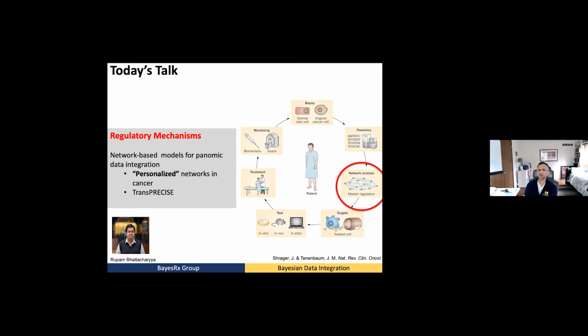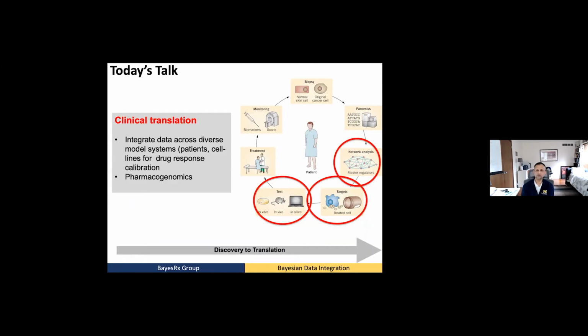It was how to use network models and this concept of personalized networks in cancer. What does it mean, and how do we develop those? So basically covering the whole discovery to translation cycle, and also looking at how do we calibrate drug responses, integrating data across patient cell lines and human tumors.